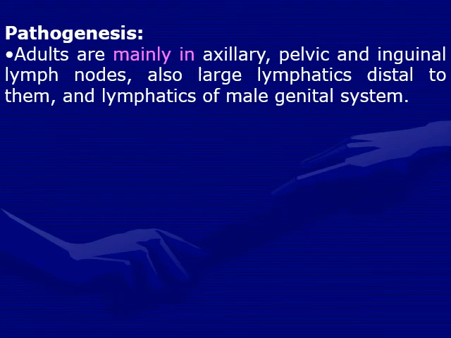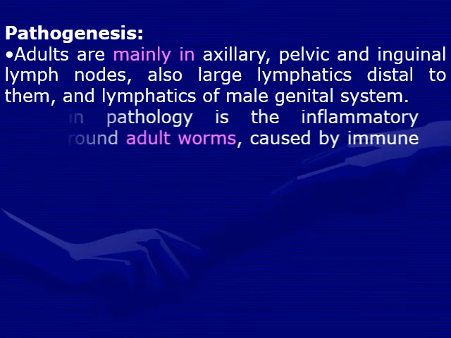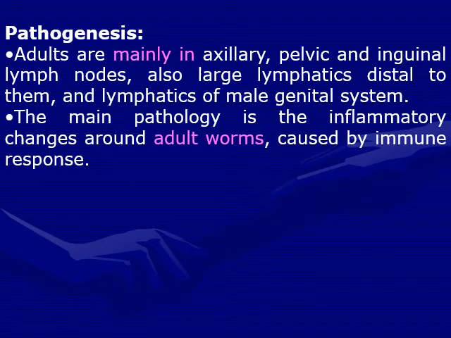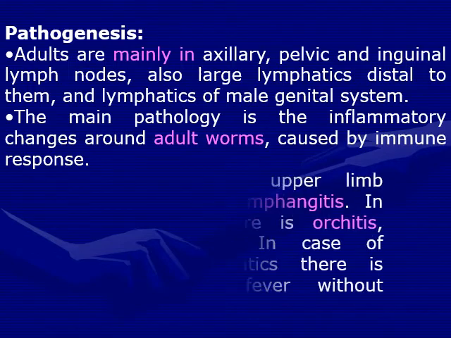Pathogenesis of lymphatic filariasis. Adults are mainly in the axillary, pelvic, and inguinal lymph nodes, also in the large lymphatics distal to them, and lymphatics of the male genital system. This is important and characteristic for Wuchereria bancrofti. The main pathology is the inflammatory changes around the adult worms, which are caused by the immune response of the patient.